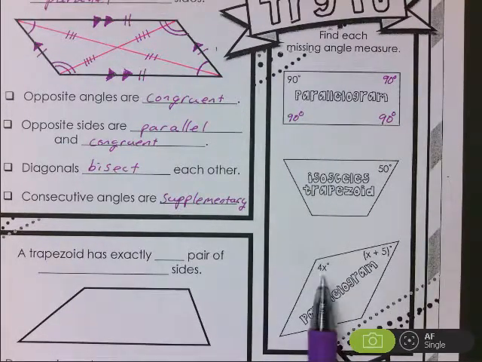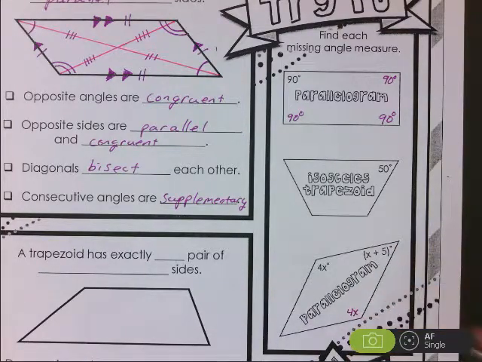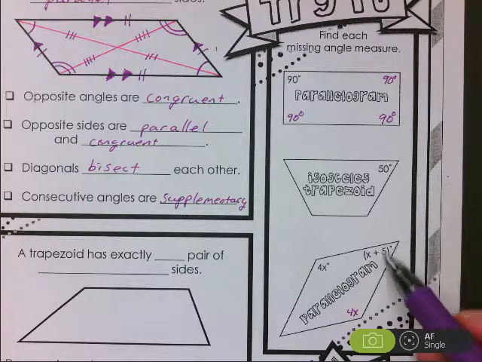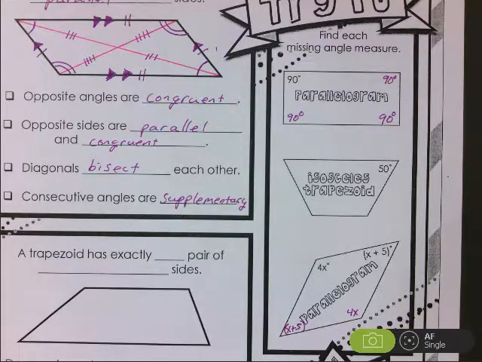So it tells us here that this corner is 4x. Well, we know that opposite angles are congruent. So I'm going to go ahead and put 4x over here in this corner. And then we have x plus 5 up here in the top right. So I'm going to go ahead and put x plus 5 down here in the bottom right corner as well, because those have to be congruent also.